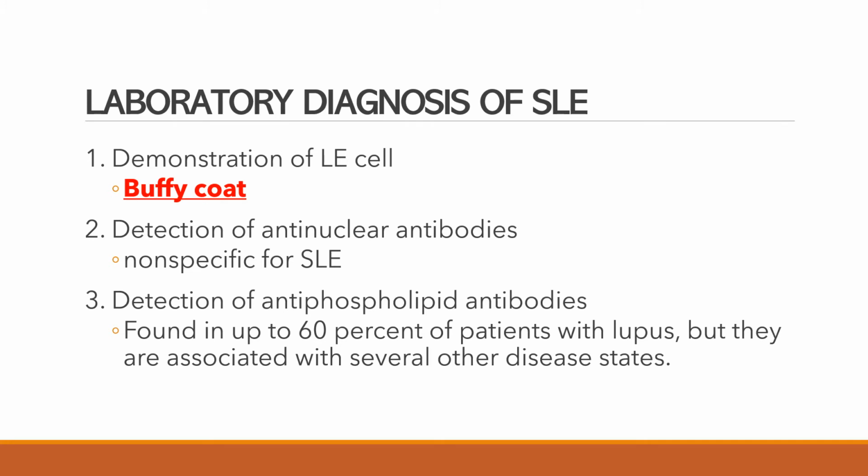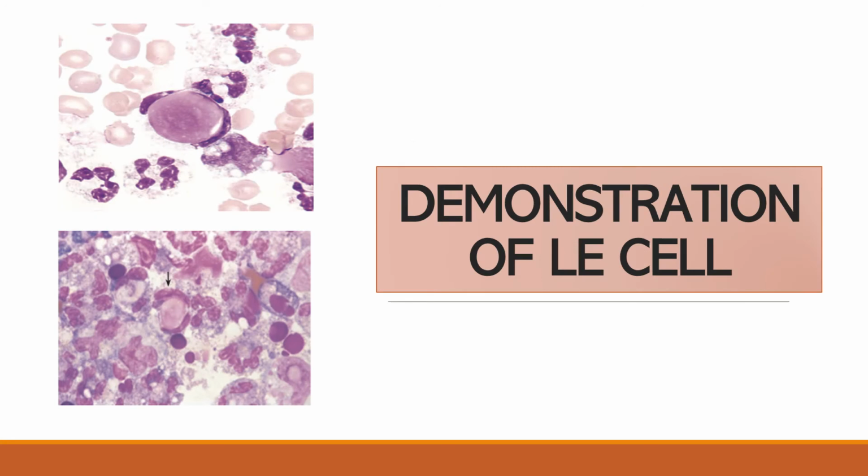And third, detection of your anti-phospholipid antibodies, which is found in up to 60% of patients with lupus, but they are associated with several other disease states. So like your anti-nuclear antibodies, your anti-phospholipid antibodies are also non-specific, but would somehow tell you that a person has SLE. Okay, so let's go to the demonstration of LE cell.